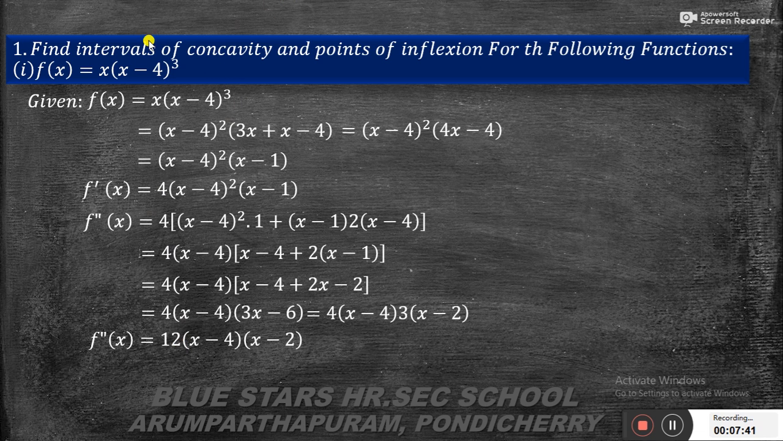Because you see, to find the intervals of concavity, we need f″. f″ greater than 0 means it is a minimum, f″ less than 0 means it is a maximum. So we must find f″. For that reason we find f″; to get f″, first we find f′. So in this problem we found f′, and now we find f″.